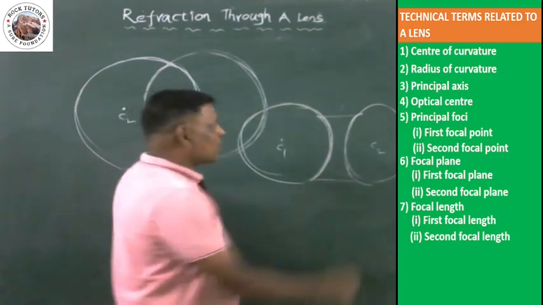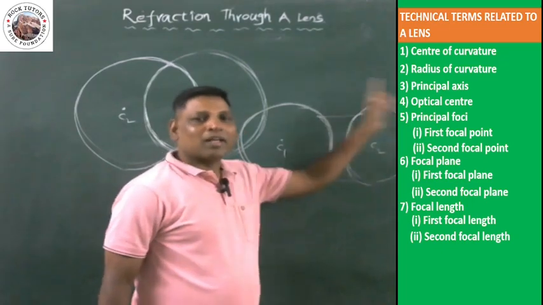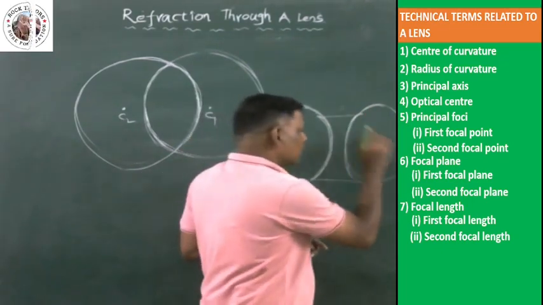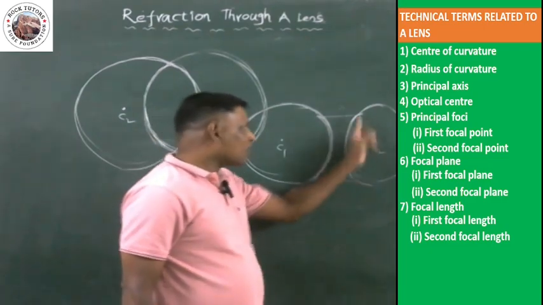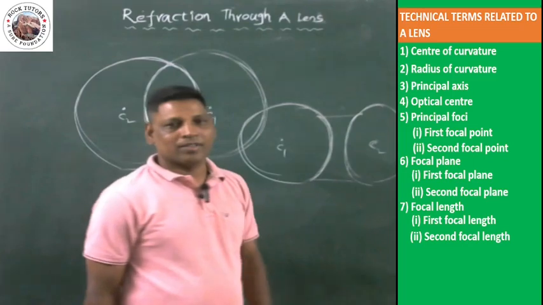Here also, in the same way, this curve is a part of this sphere, and this center is called the center of curvature. This is called the center of curvature.